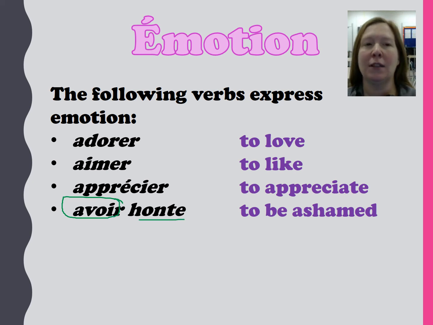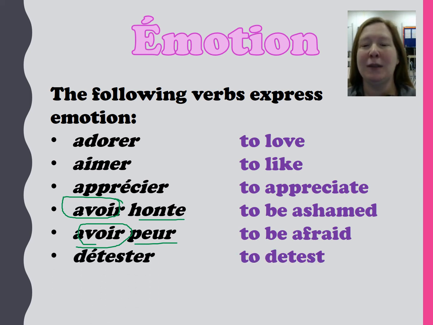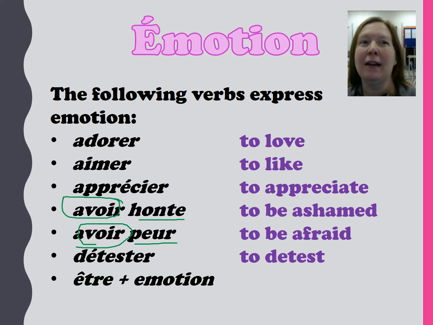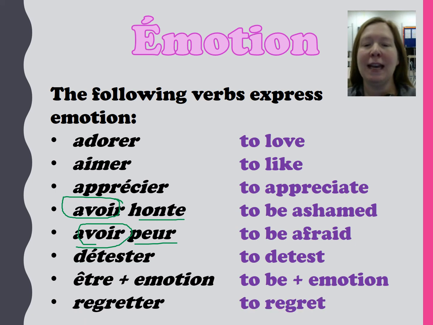We're going to leave honte the same. Avoir peur, to be afraid, same thing. Conjugate avoir, leave peur the same. Détester, to detest or hate. Être plus emotion. So anytime you want to say like, I am angry, I am sad, I am sorry, all of those would be emotions and would be followed by que and the subjunctive if you're talking about a different subject. Regretter, to regret.